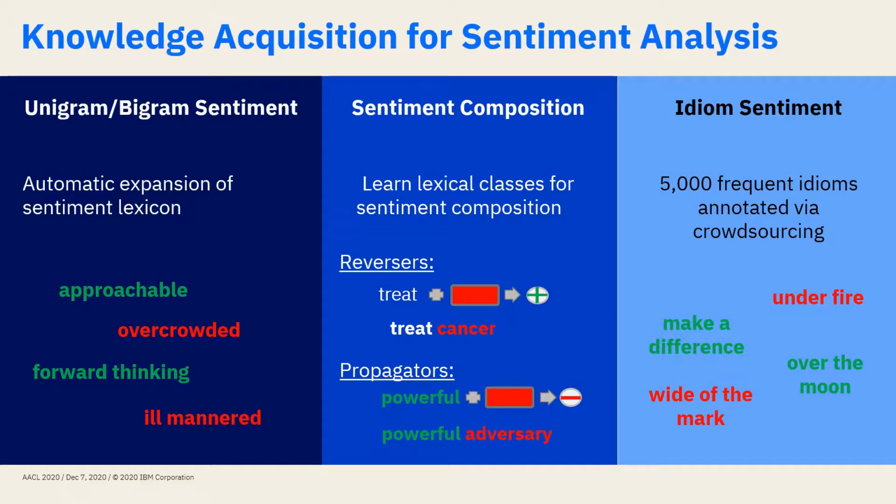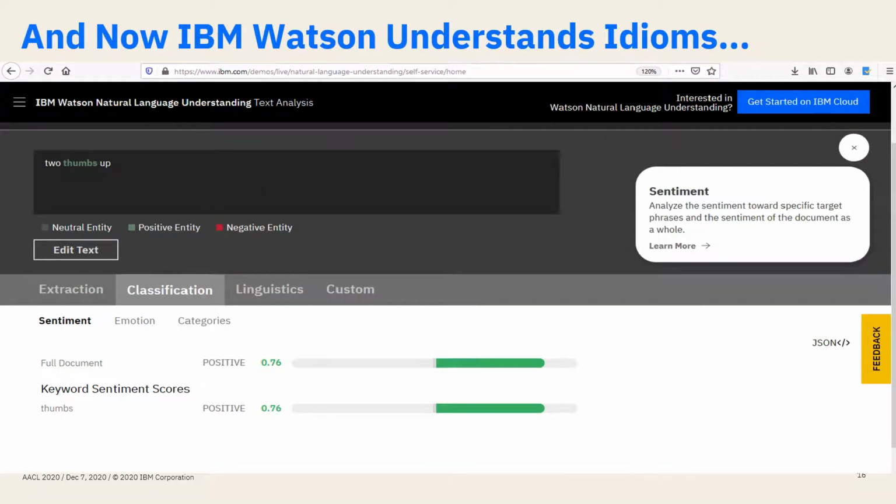We also developed a large-scale sentiment lexicon of idioms, which were annotated via crowdsourcing, and you can see here a few examples. Under fire is negative, and over the moon is positive. These knowledge resources that we developed are being integrated into IBM's Watson Natural Language Understanding. Here you can see that it correctly identifies the sentiment of the idiom two thumbs up. If I change thumbs to fingers, the sentiment would be neutral.